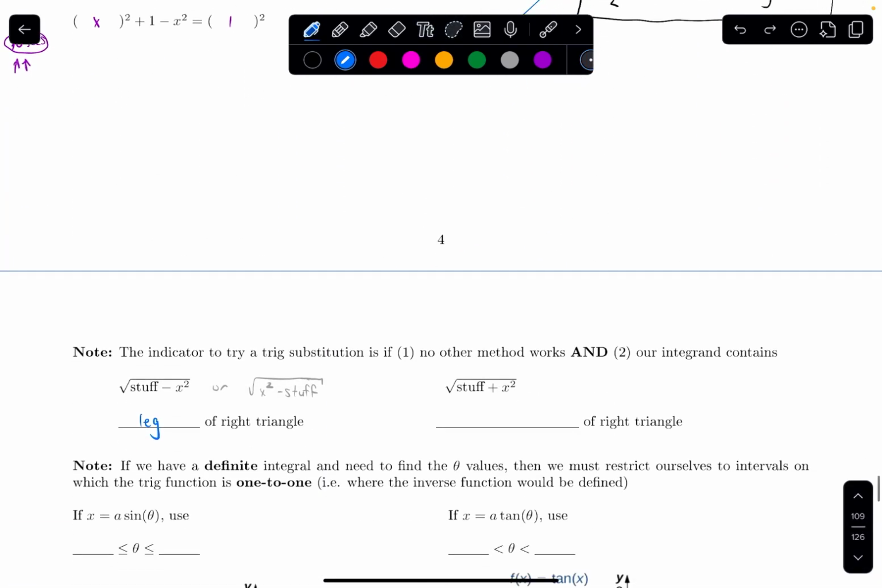Then, because that's c, that's going to be the hypotenuse. You make that be the hypotenuse. And we'll see an example in a future video where that happens.